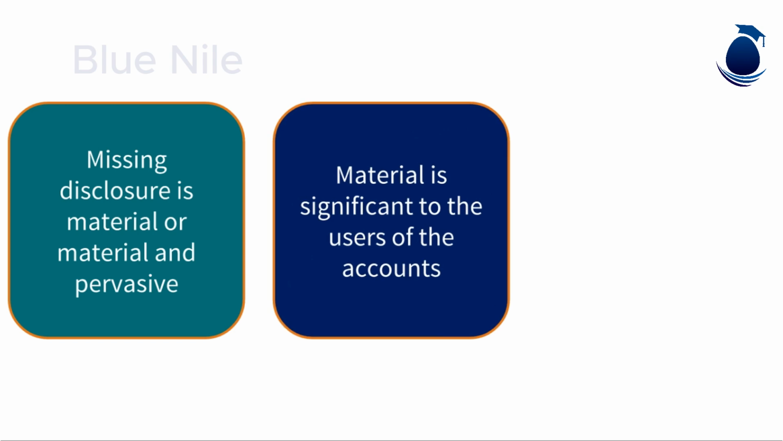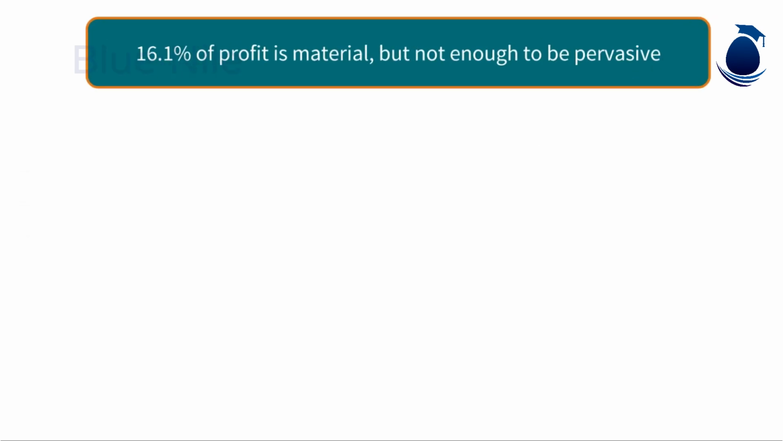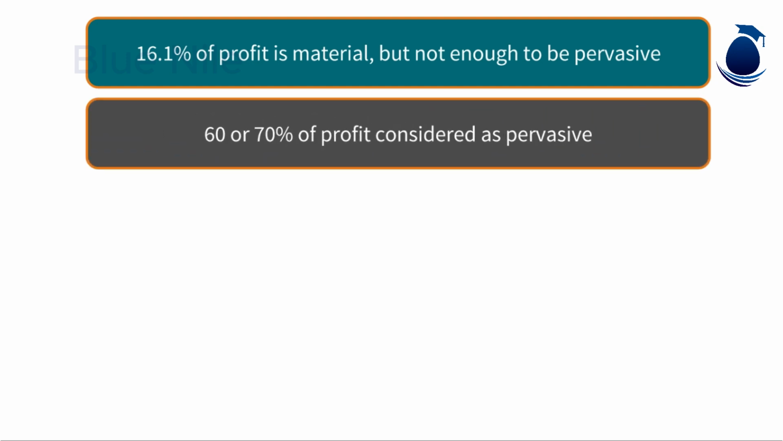Material is significant to the users of the accounts. Material and pervasive is much bigger than this, as it would indicate the problem is seriously misleading. In this scenario, the event relates to inventory and property, plant and equipment. It is 16.1% of profit, which is material, but not enough to be pervasive. It would need to be more like 60 or 70% of profit for us to consider this as pervasive.